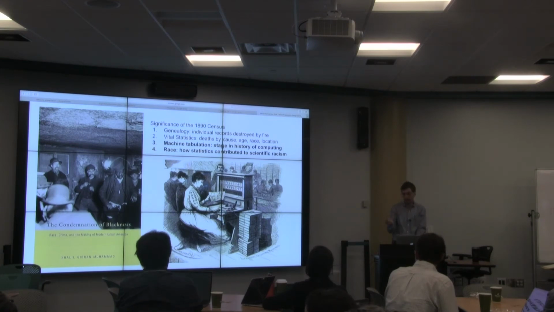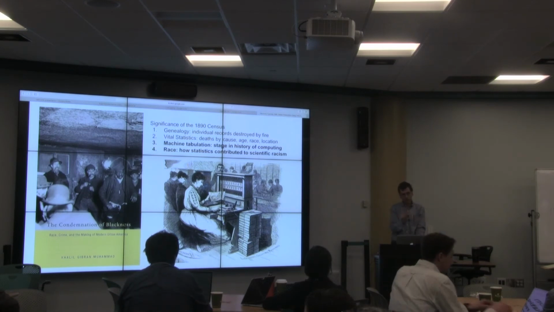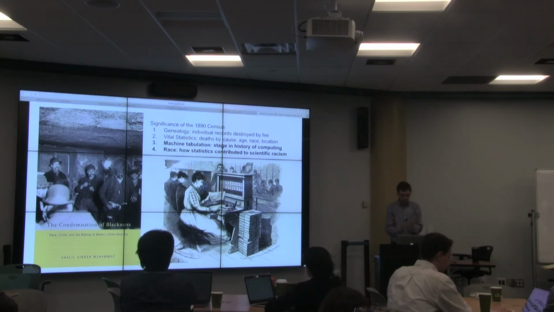Not only because of the data that was collected in the census, but also because of what that provoked over the next 20, 30 years in terms of how statisticians looked at race and crime, and how prominent African American social theorists challenged those views. W.E.B. Du Bois has an amazing collection of data visualizations that directly challenges this presumed relationship between race and crime in this era. So what I'm going to talk about today is the relationship between machine tabulation, statistics, and race.